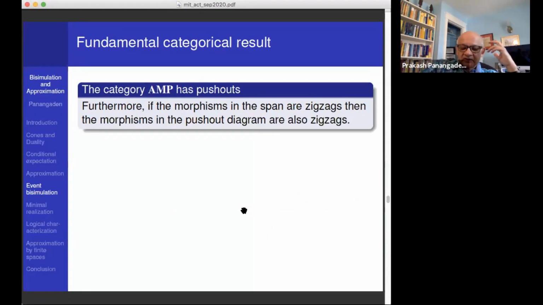So how do we know that this definition makes any sense? We're trying to talk about some notion of behavioral equivalence between processes. How do we know it's transitive, for example? So the basic technical fact is that this category of abstract Markov processes has pushouts. And furthermore, if the morphisms in the span are zigzags, then the morphisms in the pushout diagram are also zigzags.